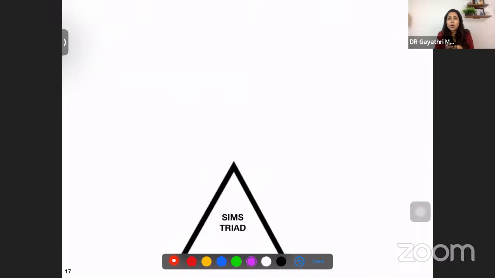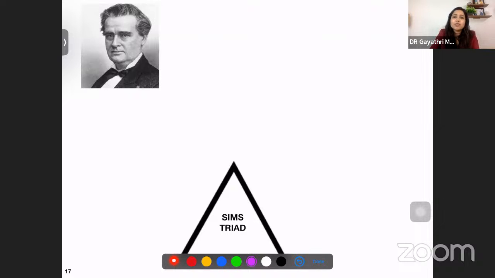So an important thing, I told you this is SIMS speculum. So basically you might have heard about this SIMS triad. So what is included in the SIMS triad? This is basically Marion Sims, and he had actually devised a few surgeries, some instruments, some positions, which are actually in his name itself. So this constitutes the SIMS triad.